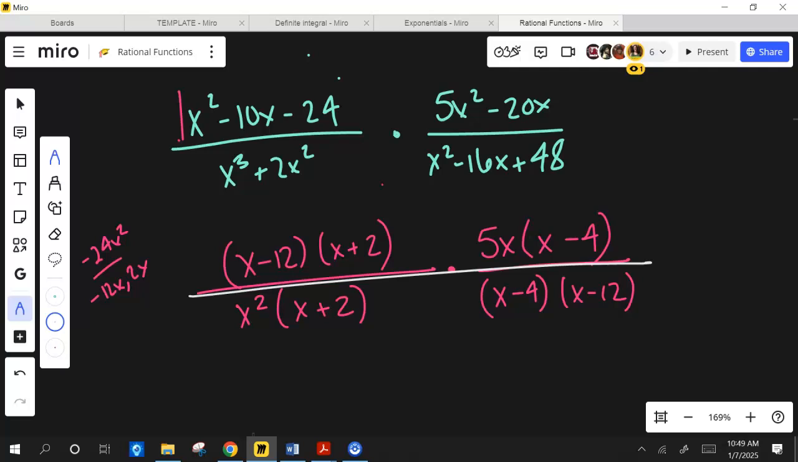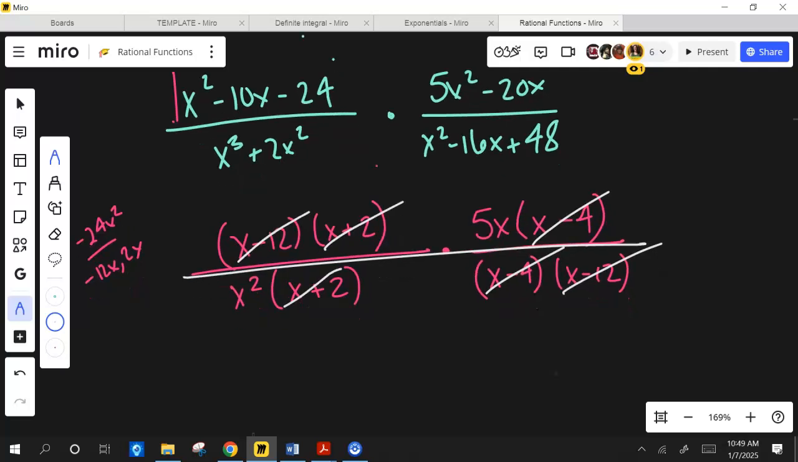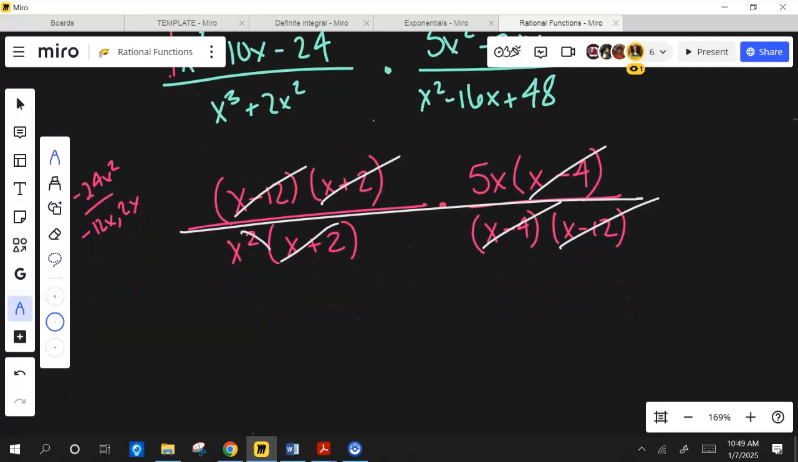Start canceling. This is the fun part. X plus 2. What else cancels? X minus 4. Anything else? X minus 12. Anything else? Sure? You can take out an X.